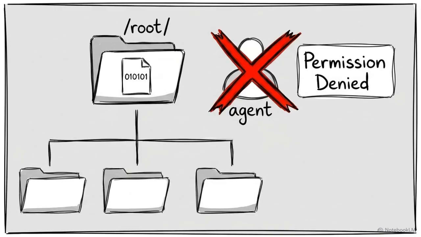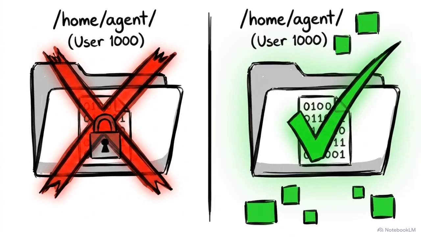By default, install commands run as root. This places the binary in the /root directory, where the agent cannot reach it. You must explicitly set the user to 1000. This ensures the binary lands exactly where it belongs, in the agent's home directory.